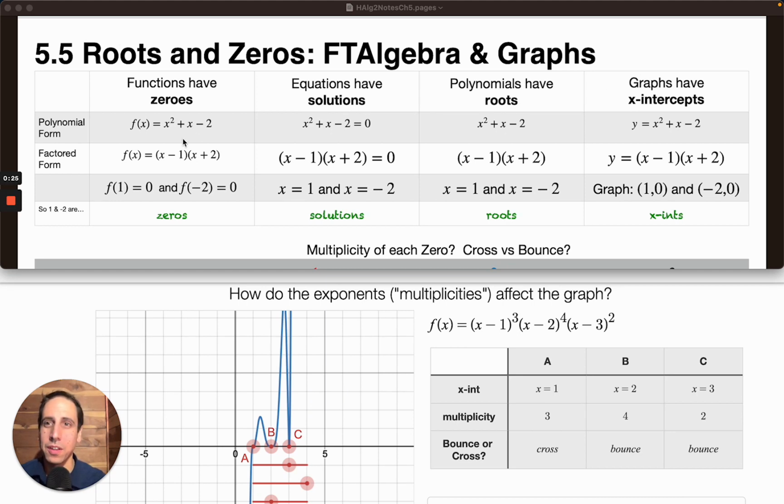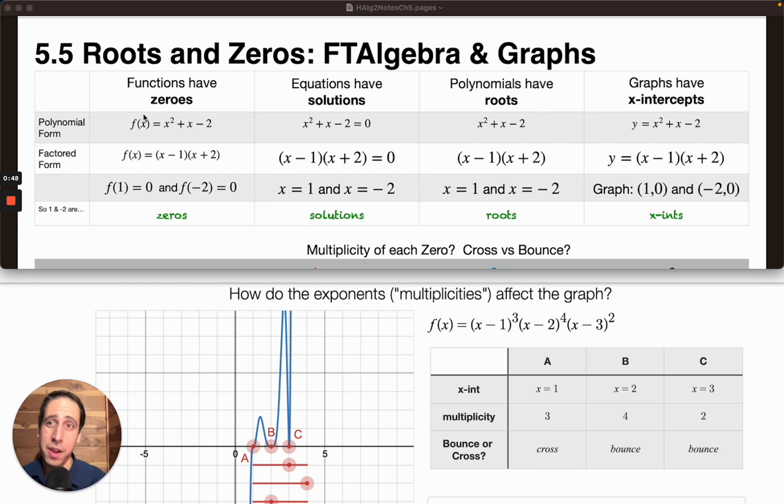And so you'll be able to see here, in order to compare them, what I'm going to keep the same is the polynomial. We've got x squared plus x minus 2 in all four places. It's just that here we're going to be in function land, here we're going to be talking about equations. Here we're going to look at it as a polynomial all by itself, and here we're going to look at what happens to the graph.